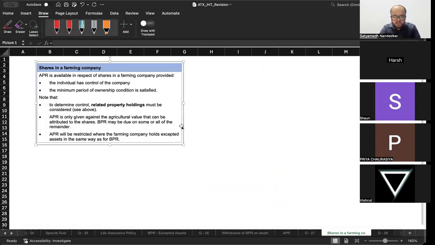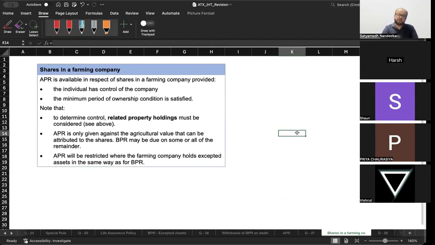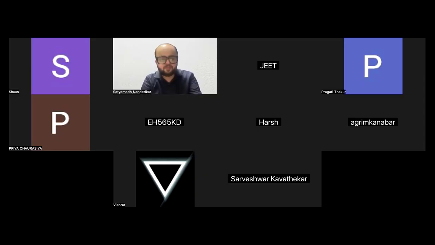If you're talking about shares in a farming company, APR is available in respect of shares in a farming company, provided the individual has control of the company and the minimum period of ownership condition is satisfied. Note that to determine control, related property holdings must be considered. APR is only given against the agricultural value that can be attributed to shares. मतलब बिजनेस वैल्यू या डेवलपमेंट वैल्यू पे आपको एपीआर नहीं मिलेगा. Now APR, BPR, APR से ज्यादा I have seen many more questions testing you on the business property relief.